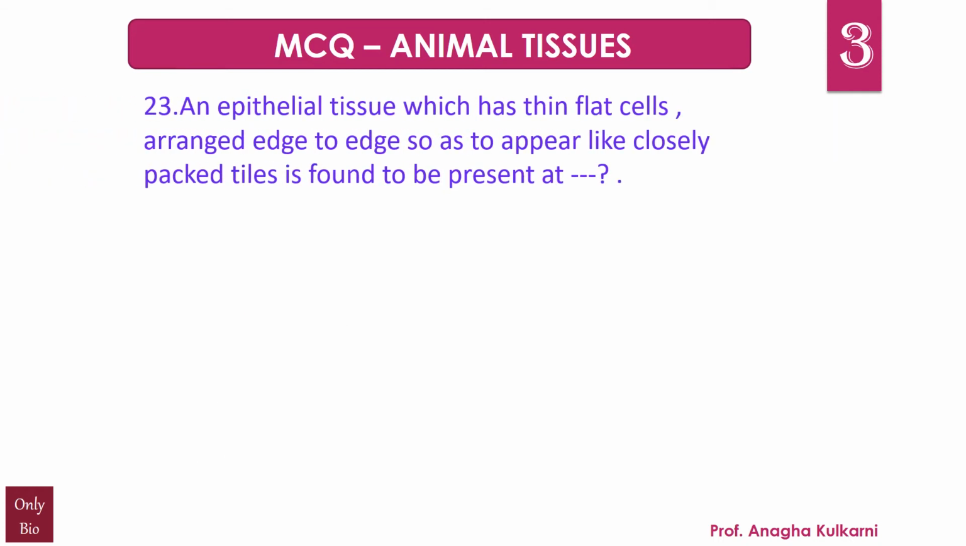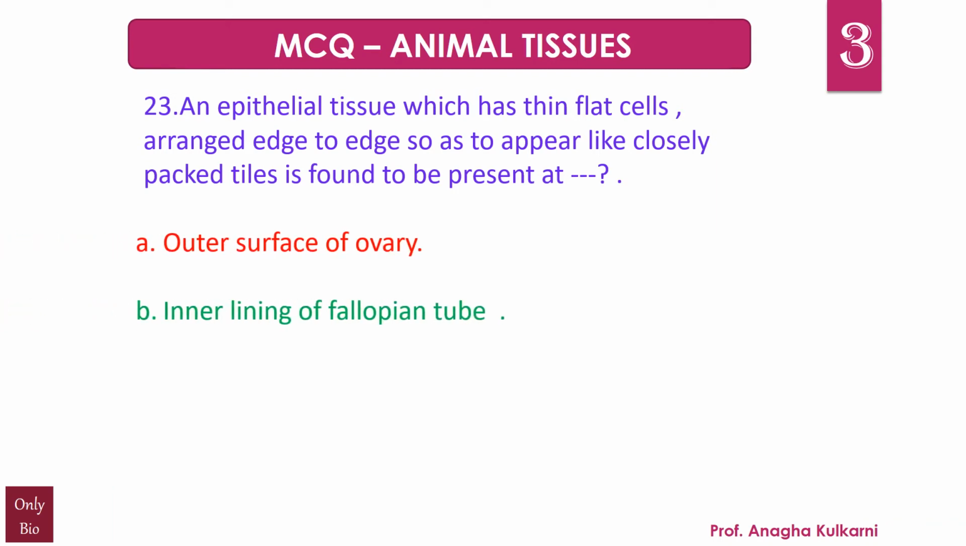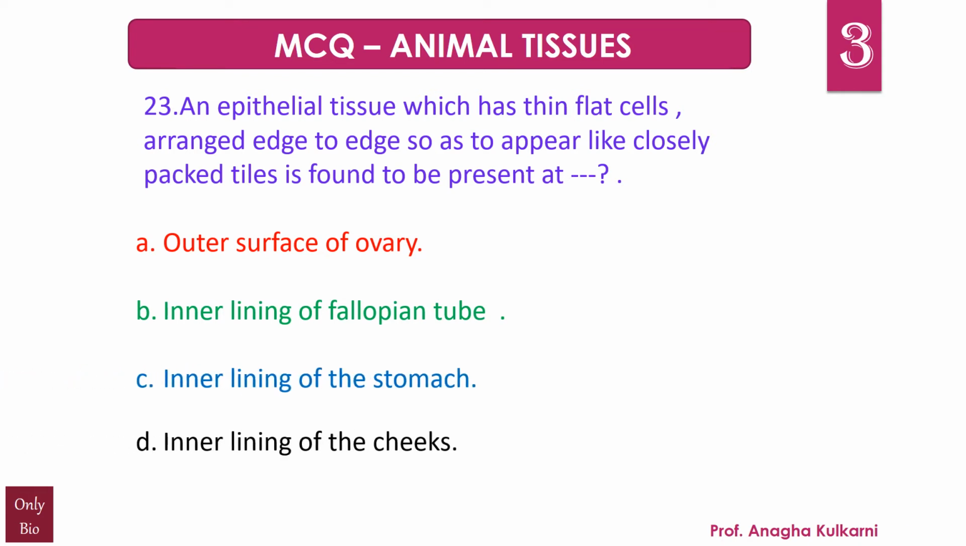Question number 23. An epithelial tissue which has thin flat cells arranged edge to edge so as to appear like closely packed tiles is found to be present at dash. A. Outer surface of ovary. B. Inner lining of fallopian tube. C. Inner lining of the stomach. D. Inner lining of the cheeks. And the correct answer for this question is D.